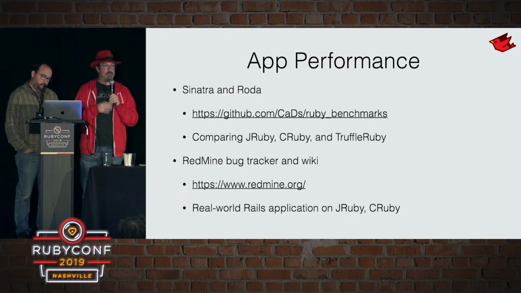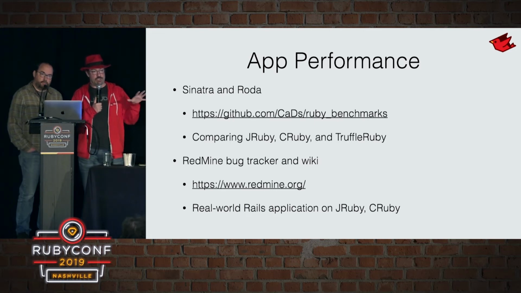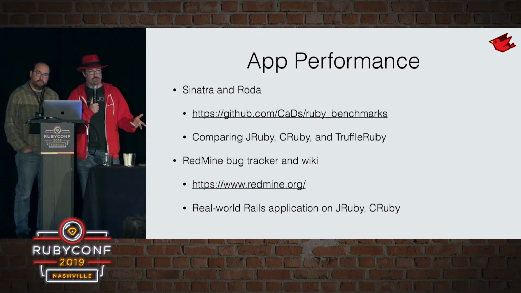We'll move on to actual application performance. Once we've got an app up and going, what sort of performance are we expecting out of it? We have two different scales of applications here. One is just a very small, microservice style application with a Sinatra or Roda behind Puma. Very trivial, simple little server. And we'll compare JRuby and CRuby, and then we were able to get some TruffleRuby stuff running here for folks that are interested there.